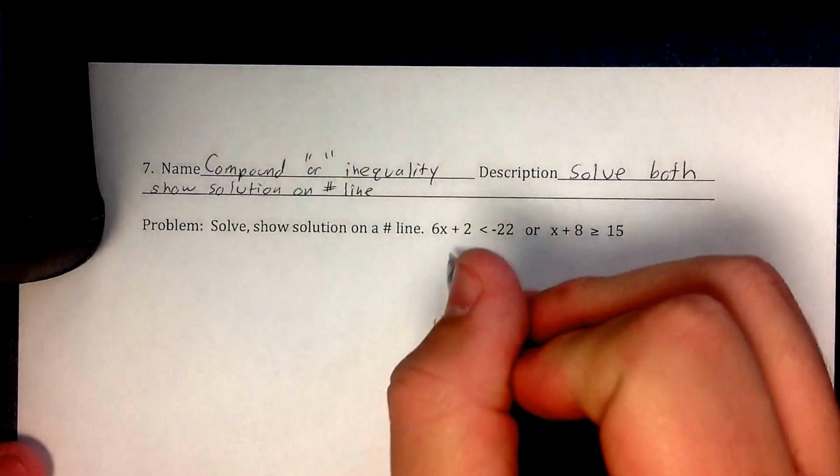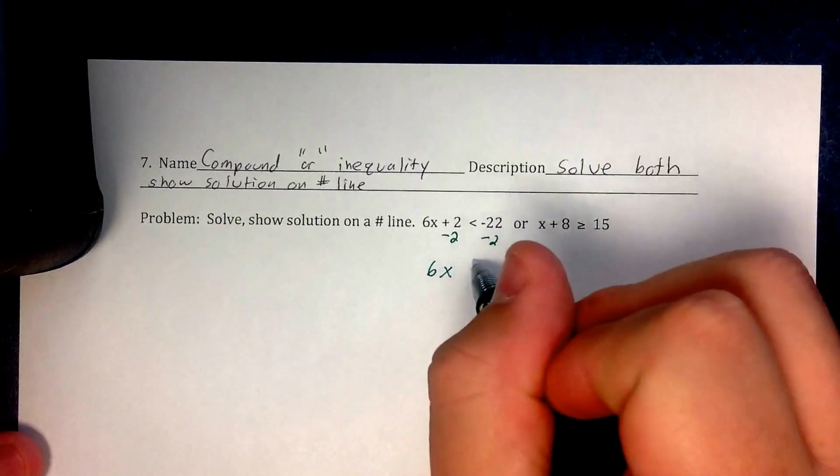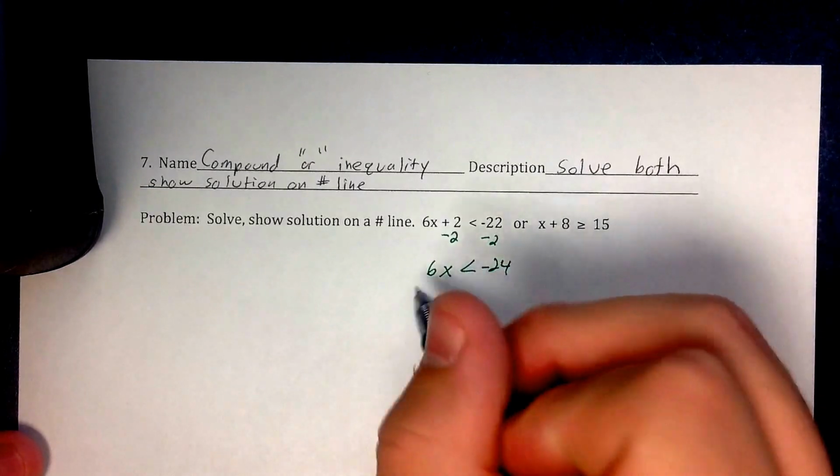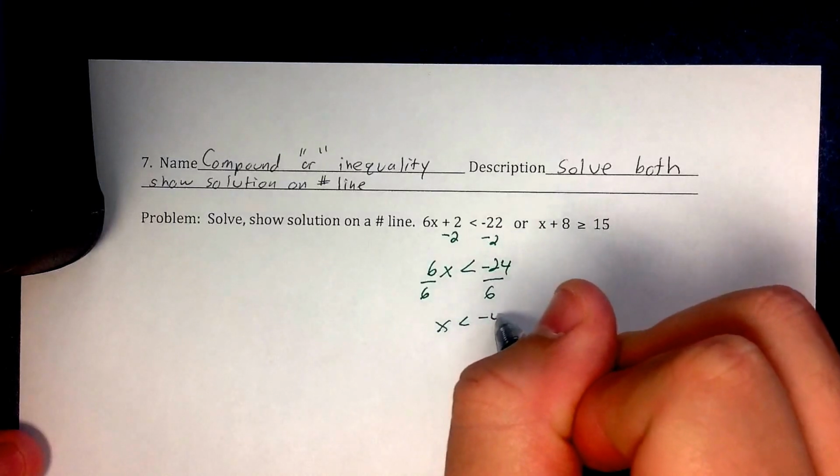So if I take the first one, 6x plus 2 is less than negative 22. Then I would have to subtract 2 from both sides first. So I get 6x is less than negative 24. Divide both sides by 6. x is less than negative 4.